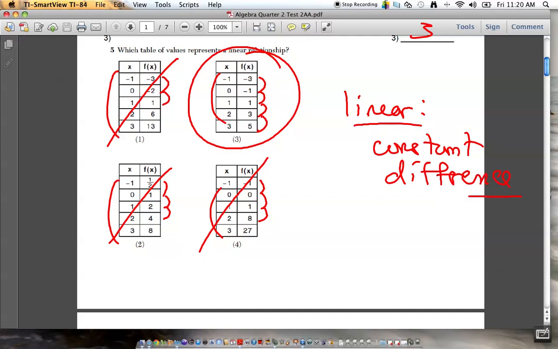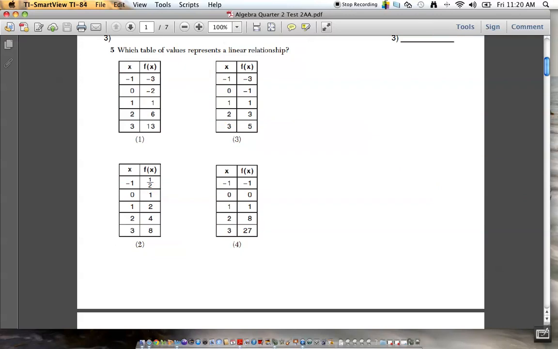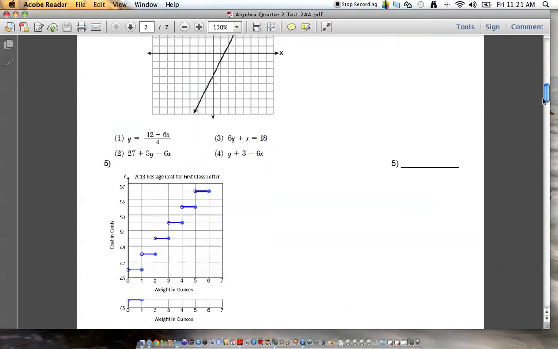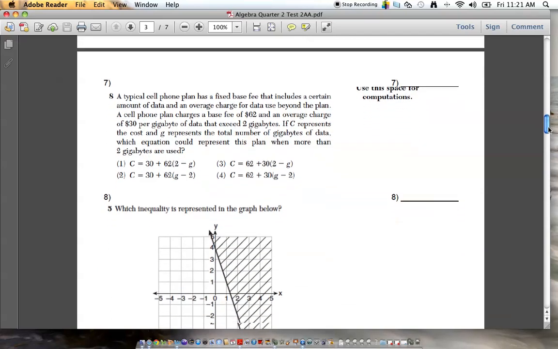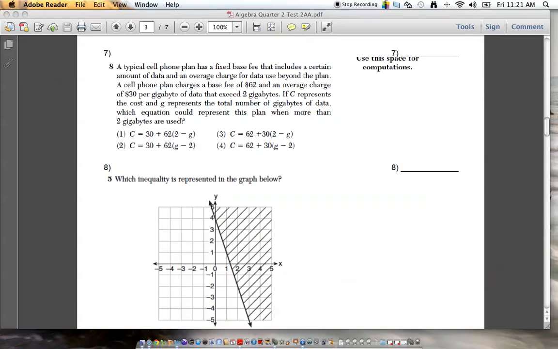Okay, now we scroll forward to number 7. Typical cell phone plan. Boy, there's one of these on every single Regents exam. A typical cell phone plan has a fixed base fee that includes a certain amount of data and an overage charge for every data beyond that. So the fixed fee is what I want to determine from the repetitive or multiplying fee. It's a fee of $62, a base fee. That means it's a one-time fee of $62. So this can't be it, and this can't be it, because if you notice, the 62 is being multiplied.